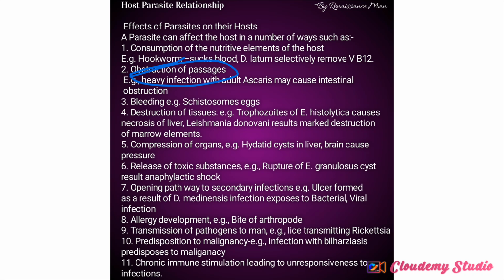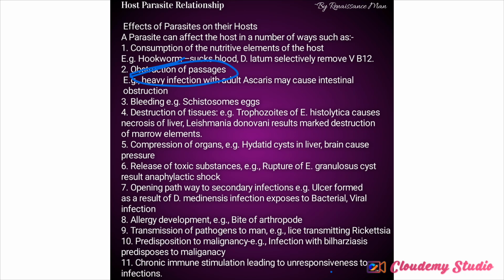The seventh one is opening pathway for secondary infection, like ulcer. Ulcer can be formed as a result of Dracunculus medinensis, which leads to exposure to bacterial infection. That is the open pathway to secondary infection. Allergy development, like you can be allergic because of parasites. You can be allergic to something that you were not allergic to before. Transmission of pathogens to man, and they can cause chronic immunological disease. These are effects of parasites on their host.